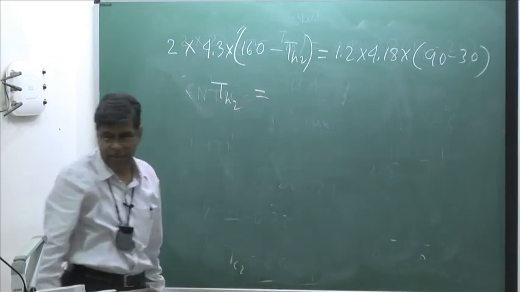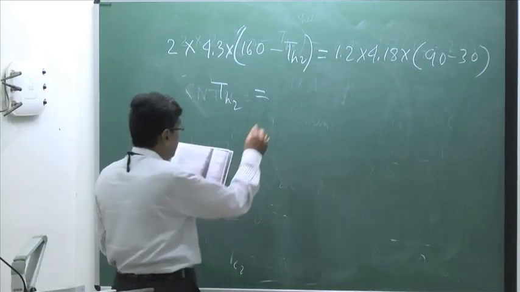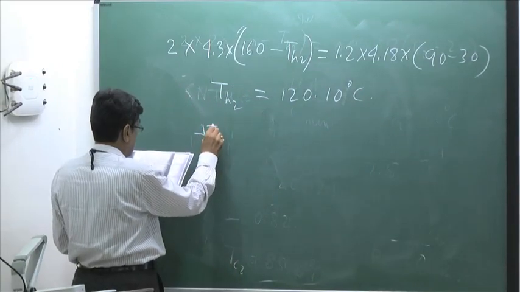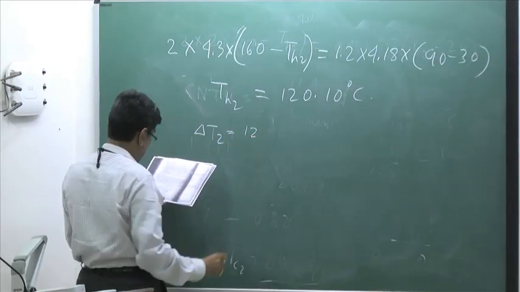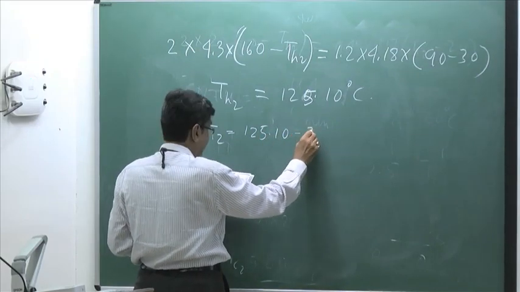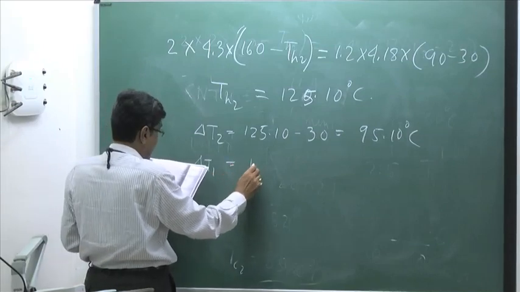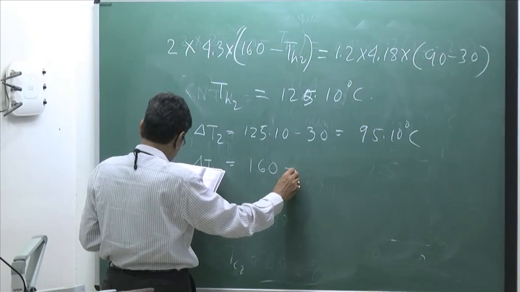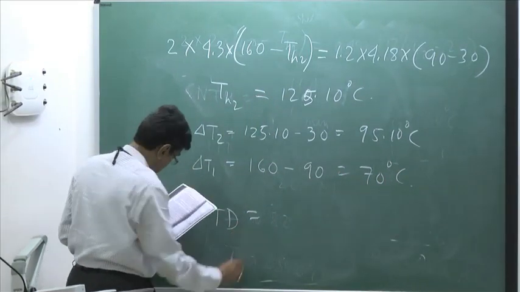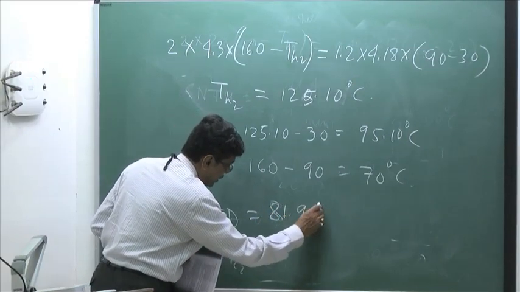Nobody can tell without calculating it. So TH2 is 120.10 degrees Celsius. Then delta T2 is 125.10 minus 30, which is 95.10. This is meaningless, but still I am doing it. Delta T1 is TH1, 160 minus TC2, that is 90, which is equal to 70 degrees. With this value, the LMTD will come as 81.91 degrees Celsius. This is the log mean temperature difference.